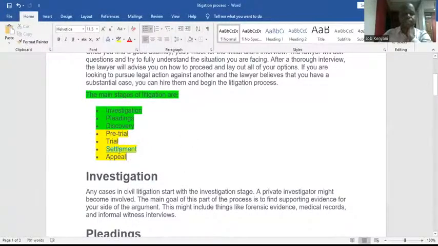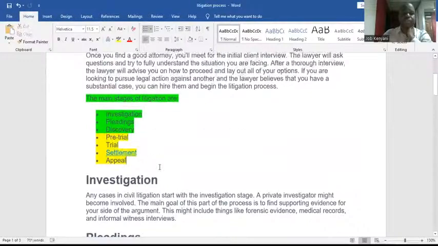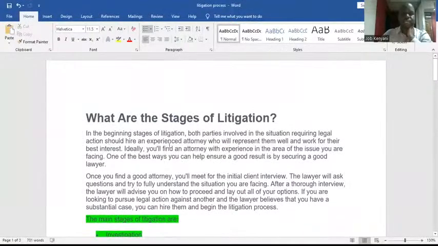So these are the ones that will be under inquisition. In the beginning stages of litigation, both parties involved in a situation requiring legal action should hire an experienced attorney or lawyer who will represent them well and work for their best interests.